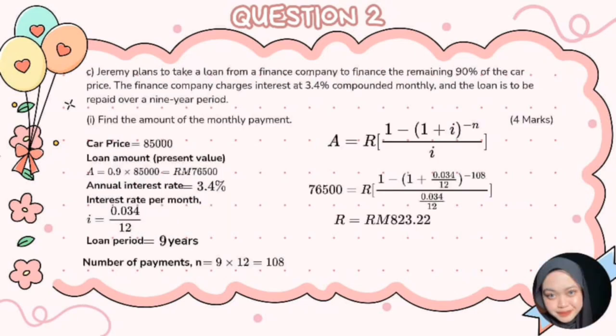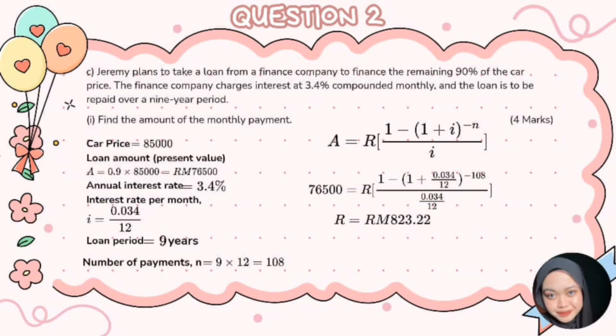Question 2C. Jeremy plans to take a loan from a finance company to finance the remaining 90% of the car price. The finance company charged interest at 3.4% compounded monthly, and the loan is to be repaid over a 9-year period. The question is find the amount of the monthly payment. The car price is 85,000 ringgit. Loan amount is A equals 0.9 times 85,000 ringgit equals RM76,500. Annual interest rate equals 3.4%. Interest rate per month i equals 0.034 over 12. Loan period is 9 years. Number of payments, which is n, equals 108.